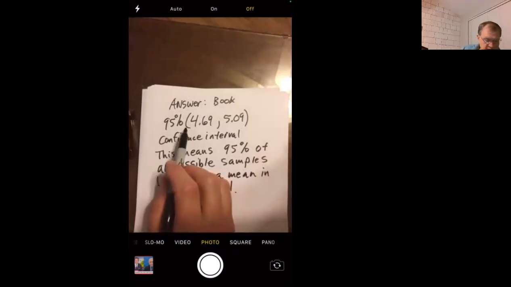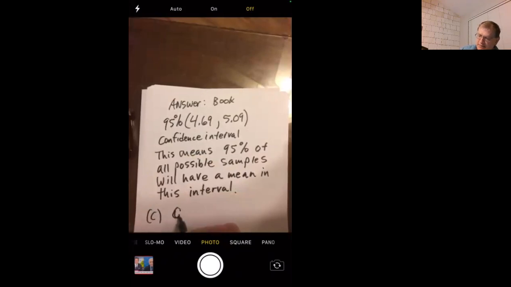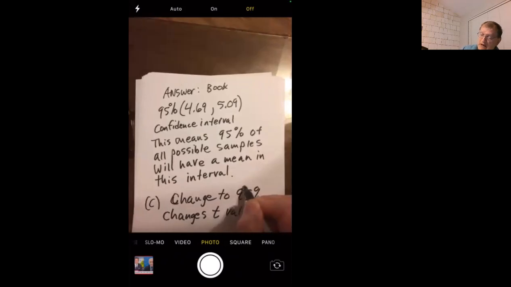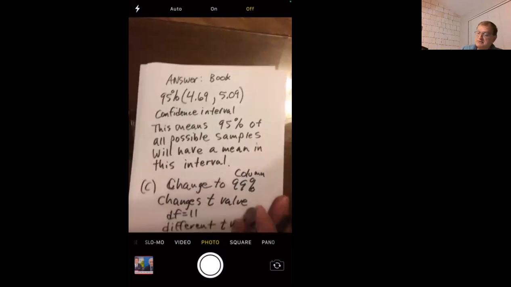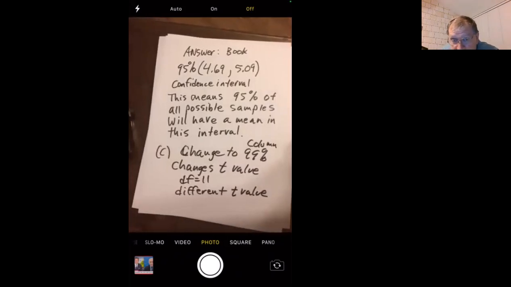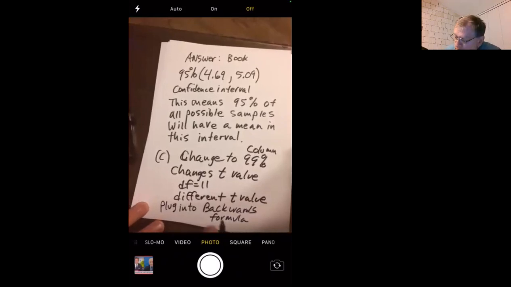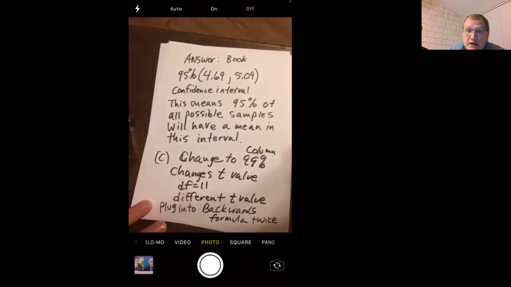What they do in part C is change this to 99%. And all that does is change your t-value. You use the 99% column, and your degrees of freedom is still 11. You get a different t-value. And then you just plug into the backwards formula like I just did. Twice, really. Once for the positive t, once for the negative t. Negative t gives you the lower side, and positive t gives you the upper side.